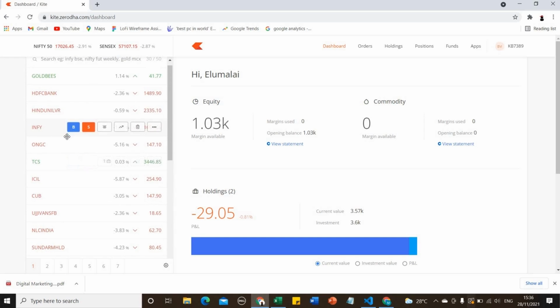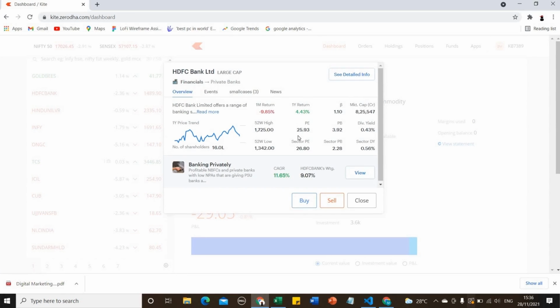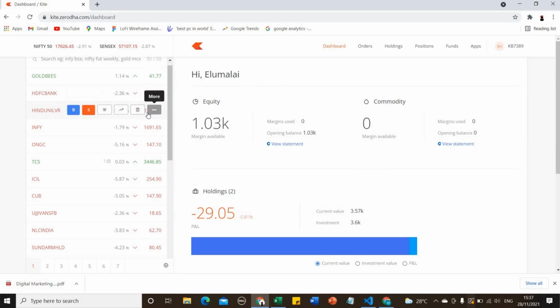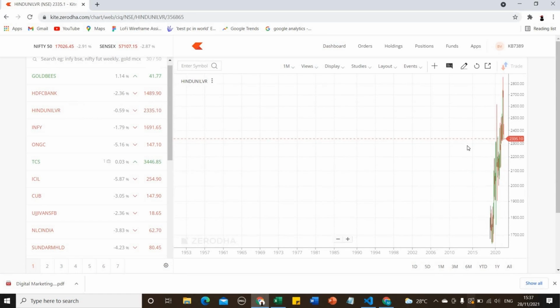Let's take HDFC Bank. I'm going to buy HDFC Bank, and in that column it shows buy, sell, market depth, chart, and more. In more, you can see fundamentals. This fundamental shows HDFC's basic fundamentals, like what type of share it is and what sector, and it shows the in-depth fundamentals of HDFC Bank Limited. Also the chart shows how the market goes up and down.